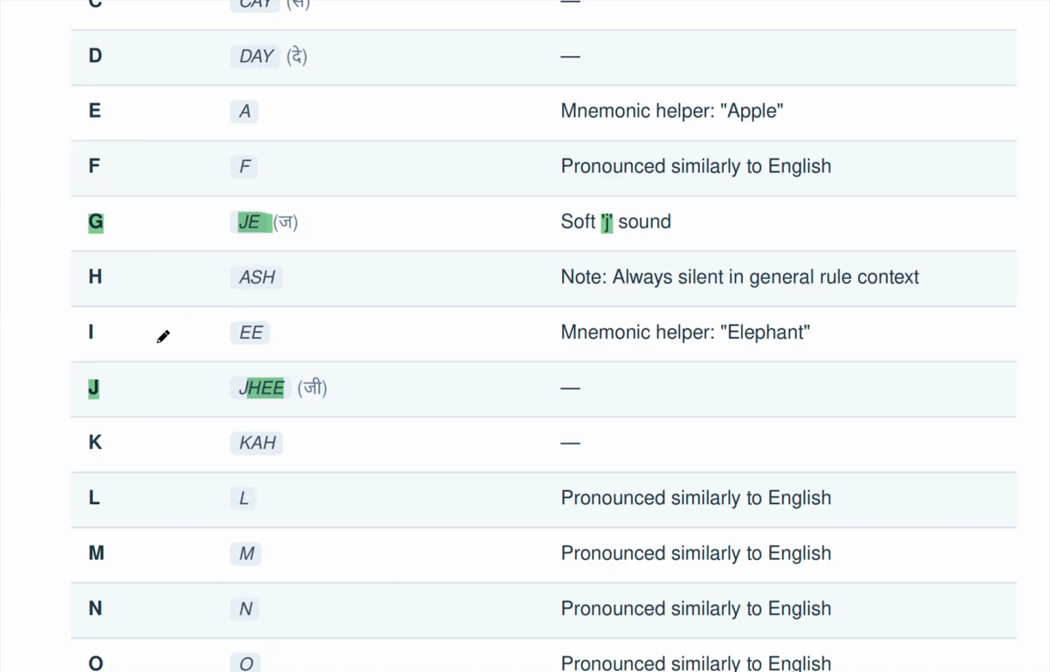So the next one is H. H is pronounced like ash. Okay, and make sure you know that H is always silent in the general rule context.